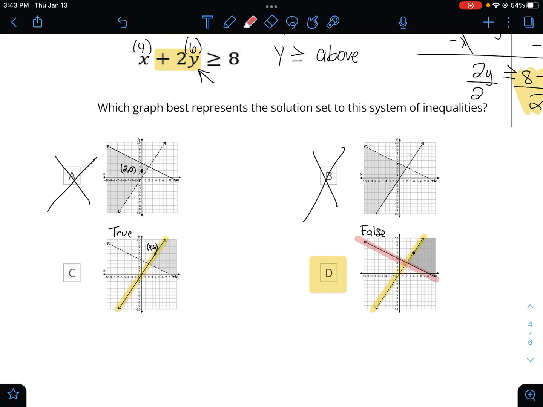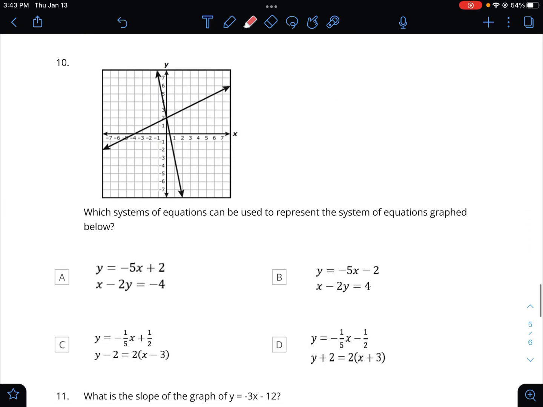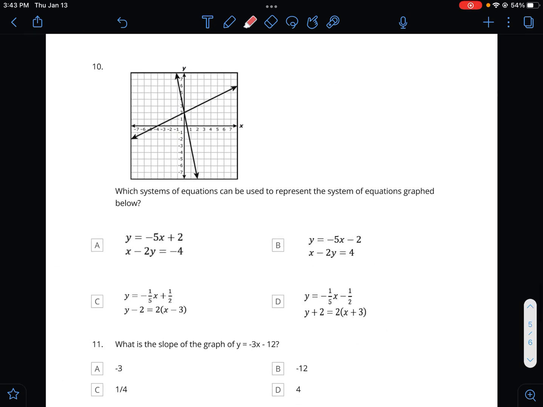So when we did it, we got false. That means D is our answer. Okay, and I double checked by solving for Y if that method makes more sense to you. Okay, moving on to the next one.